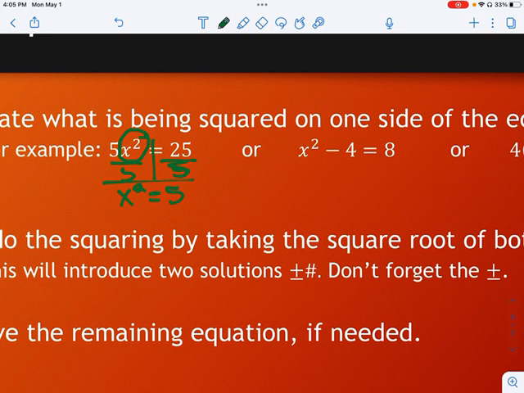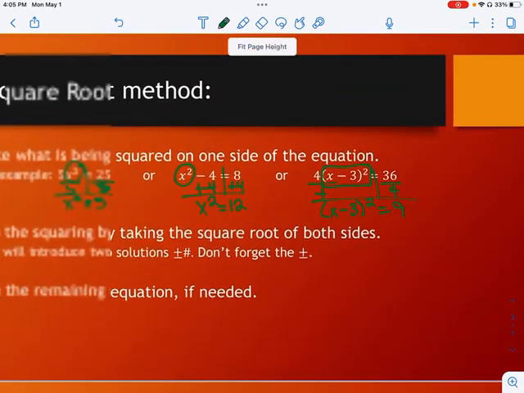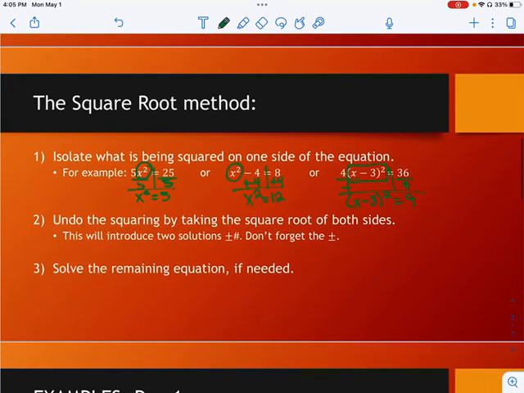In the second one, the x again is what is being squared, so I would add 4 to both sides, and I'd get x squared is equal to 12. Now, on this third one, what is being squared is this entire grouping. That grouping of x minus 3 is the base here. So we would divide both sides by 4, and that would leave us with the grouping being squared isolated from the rest. Okay, so that's going to be step number 1.